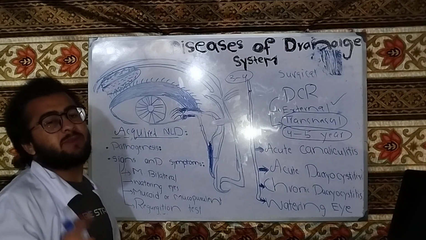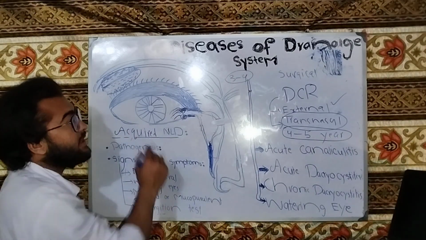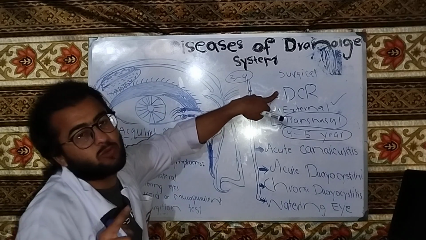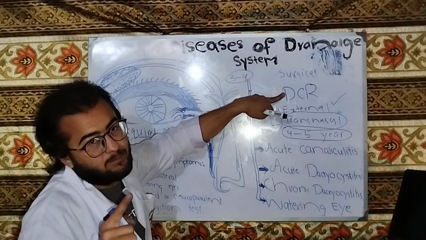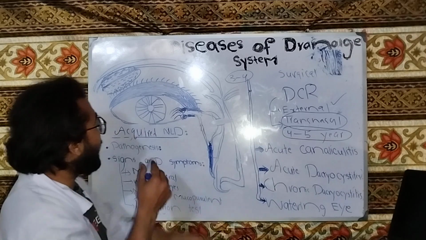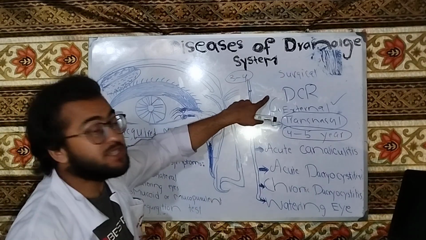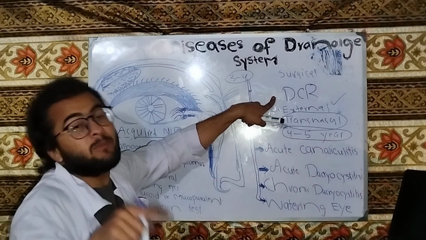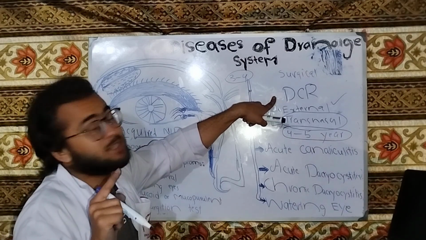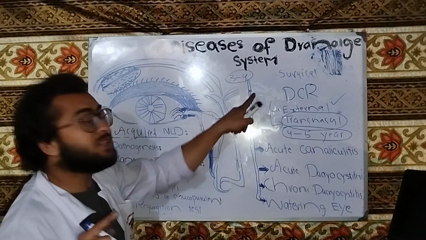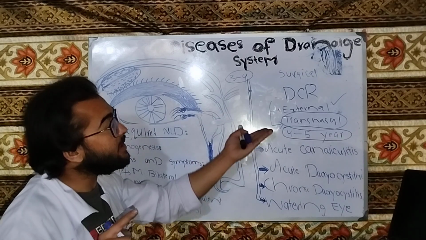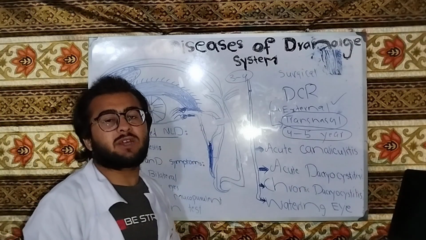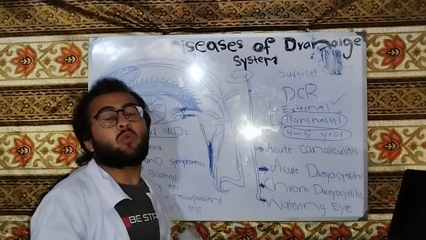The first line treatment in acquired NLD is the DCR. So in children, this is the last procedure we have to perform. But in adults, in acquired nasolacrimal duct obstruction, DCR is the first line of treatment. Okay. And above 90% success rate is present in acquired NLD DCR. It can be external, it can be transnasal. So this is about the congenital and acquired NLD.